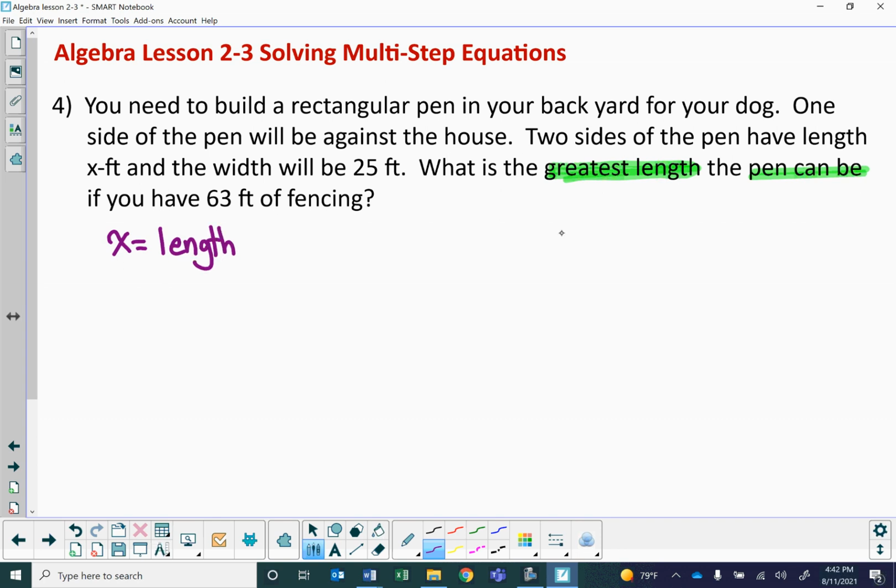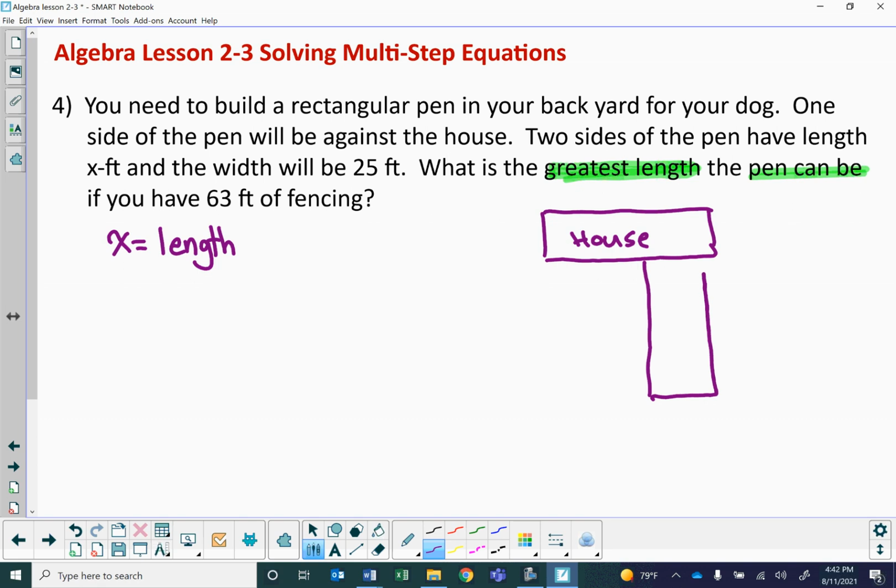Now, let's draw a little picture here. Here's my house. Let's just say I live in a rambler. Here's the back of my house. I'm going to make a little pen. My pen is going to become something like this. I'm going to use the house as one of the sides so I don't have to use fencing. And it says the width is 25 feet. So here's 25 feet. Each length is x feet. So there's x and there's x.